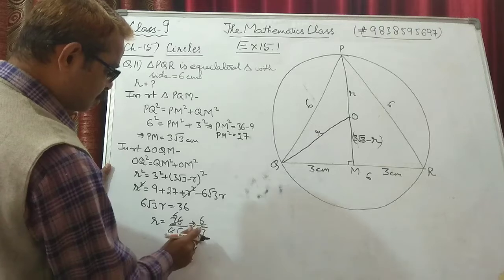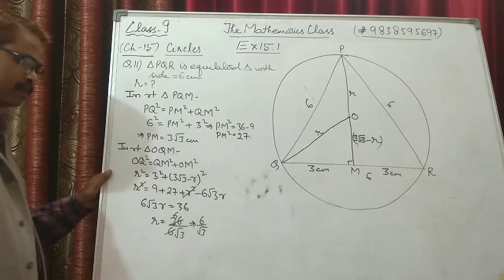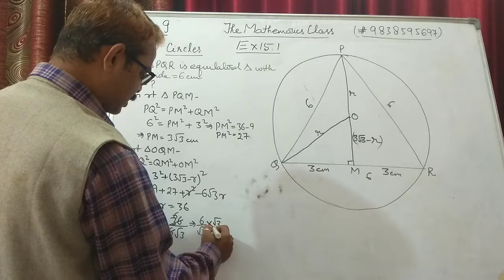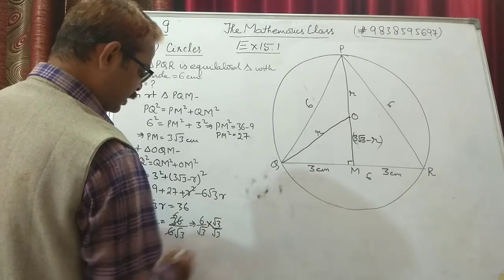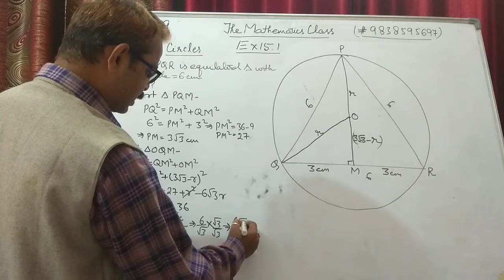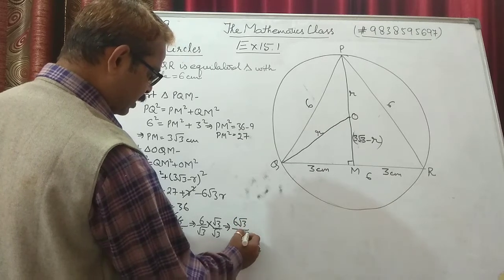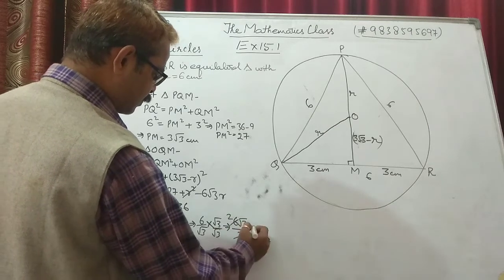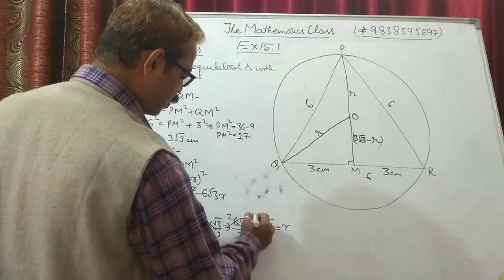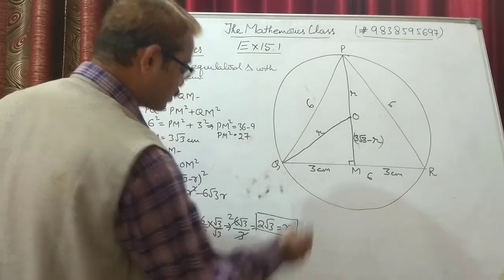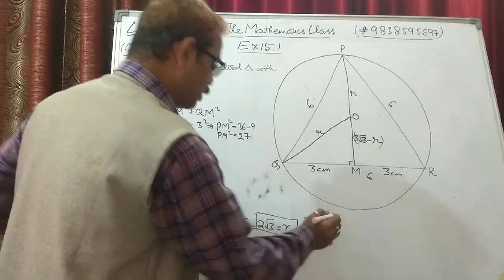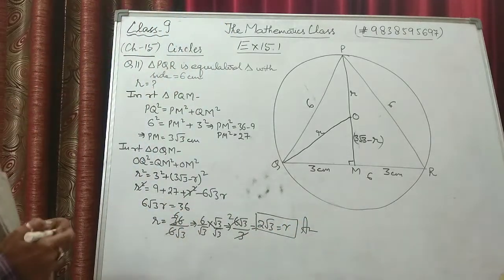But since root 3 is in the denominator, it is an irrational number. So we will rationalize it by multiplying with its rationalizing factor, root 3 upon root 3, in both numerator and denominator. So it comes out to be 6 root 3 upon 3. Now 3 2s are 6. So the final value is 2 root 3, the radius of the given circumcircle. That is the final value for this question.